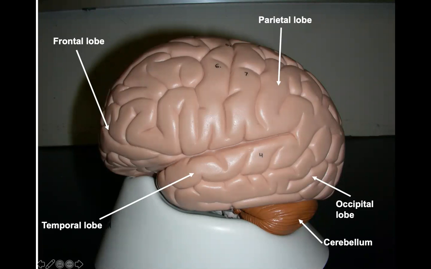The largest part of the brain, which is 80% of your brain, is your cerebrum. And the cerebrum has five main lobes, four that are visible to us, which are the frontal lobe, the parietal lobe, the temporal lobe, and the occipital lobe. And on the inferior aspect of the brain, you have the second structure called the cerebellum.